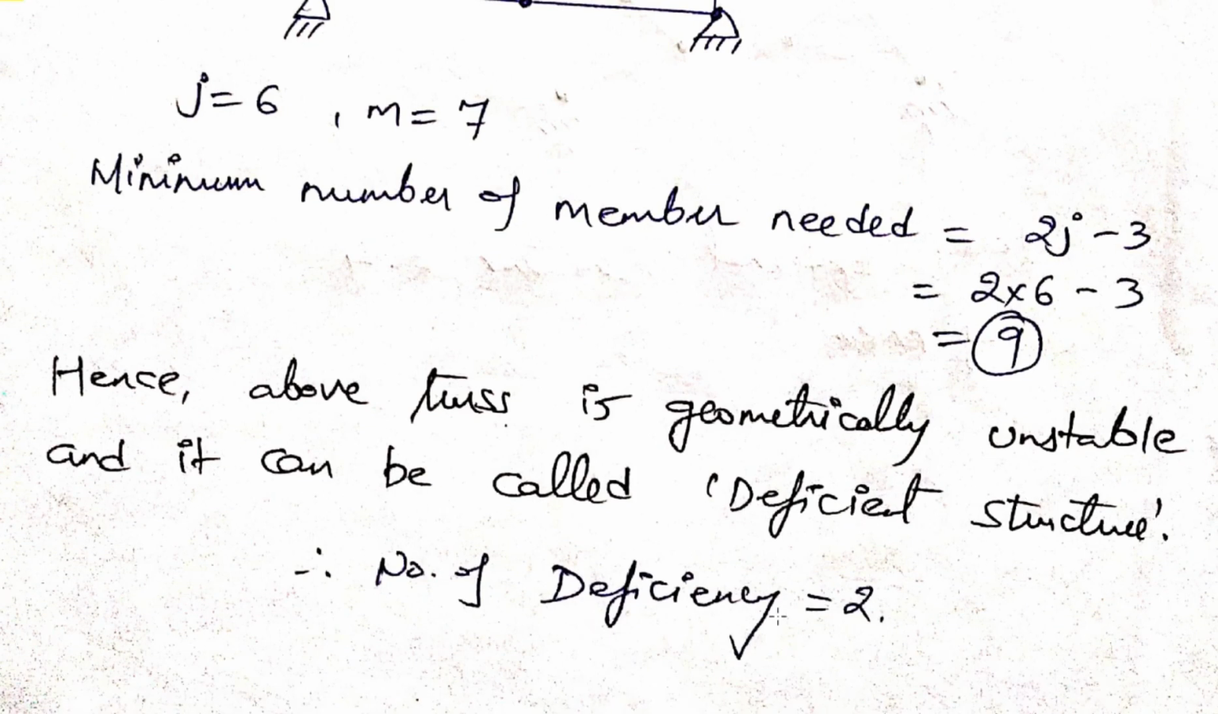The number of deficiency is equal to 2, because we have to ensure a minimum of 9 members and our truss has 7 members. So we are deficient by 9 minus 7, which is 2. So the number of deficiency is equal to 2. That's why this truss is geometrically unstable and is called a deficient structure.